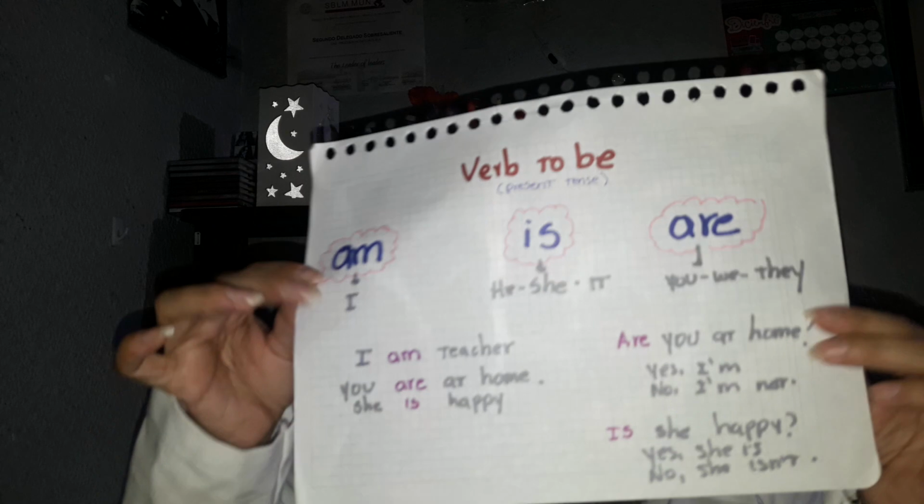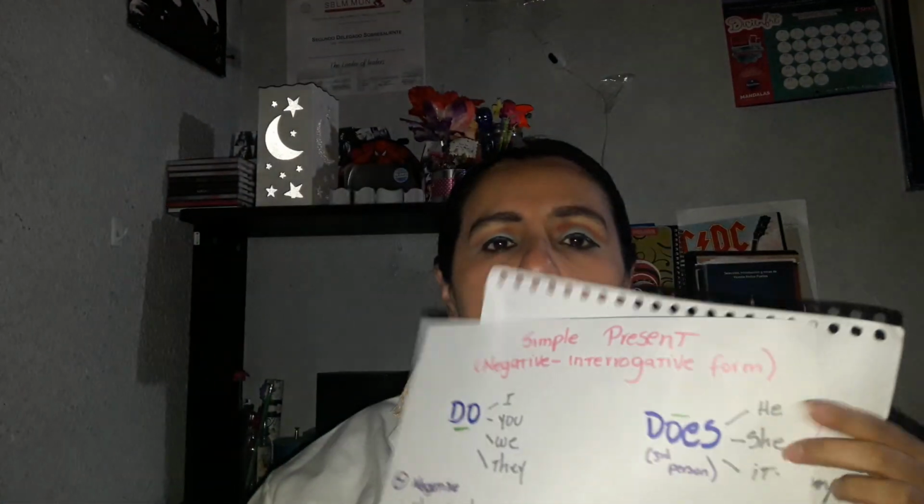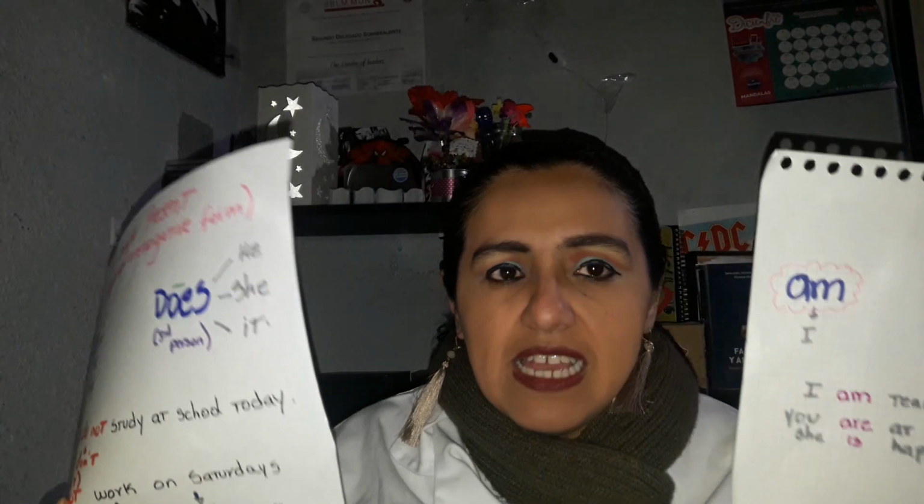Hello, my dear student. Today I'm going to explore the difference between to be and simple present. Why? Because in some activities I can see that you are not sure when you use the verb to be, is and are, or when you use the auxiliaries do and does in affirmative or negative. Pay attention, please. Never mix it. This is to be, and this is simple present. Don't mix it in any sentences.